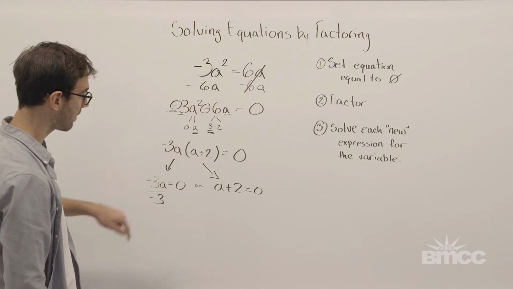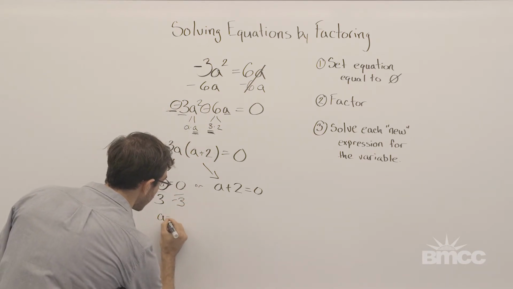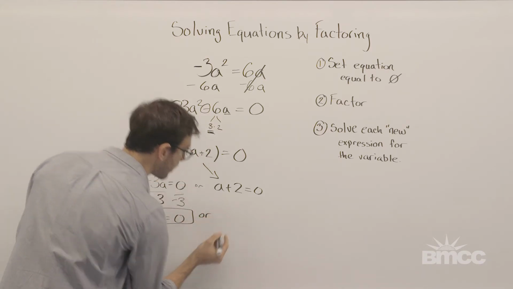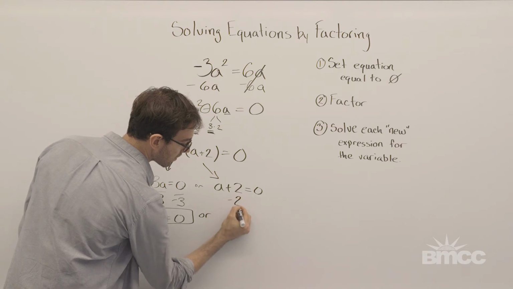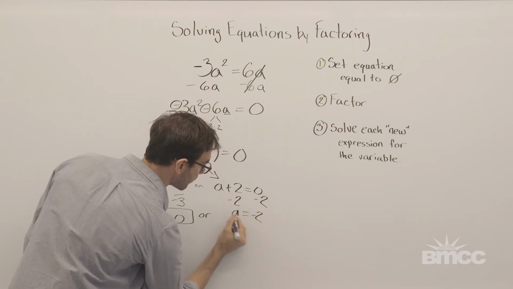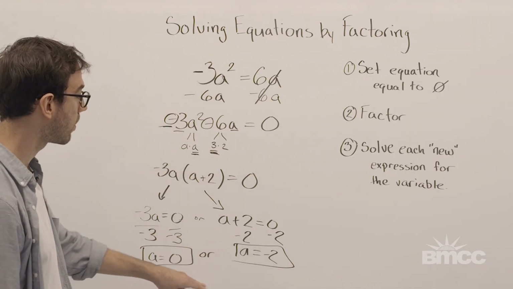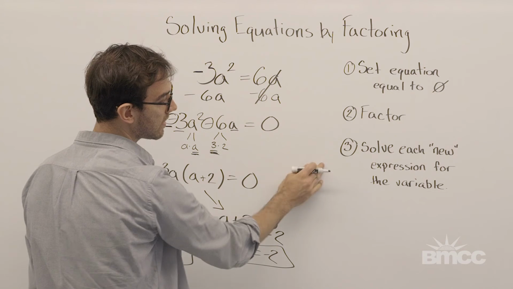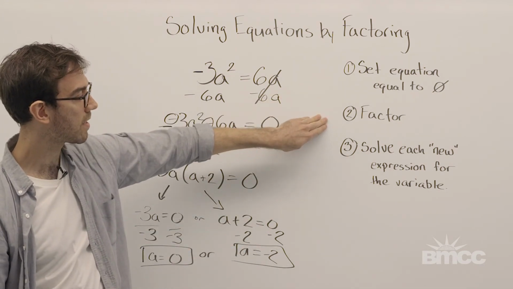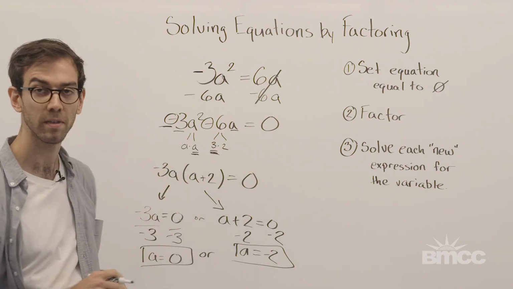Now you just solve for your a in both of these. Start by dividing by a negative 3. We'll have that a is equal to 0, or subtract 2 from both sides here. A is equal to negative 2. So again, two possible solutions, but we only would have arrived at this by following these steps. We set our equation equal to 0 first, we factor that equation, and then we solve each new expression for the variable in that expression.